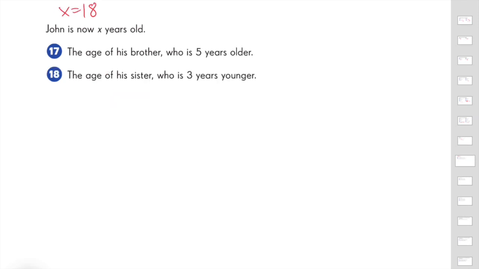Number 18, the age of his sister, who is 3 years younger. Okay, so John's age is x. His sister is 3 years younger. So we'd have to take away 3 years from John's age to find his sister's age. So the expression would be x minus 3. Now let's substitute 18 for x. 18 minus 3 would be 15. So the age of his sister would be 15 when John's age is 18 because she's 3 years younger than John.